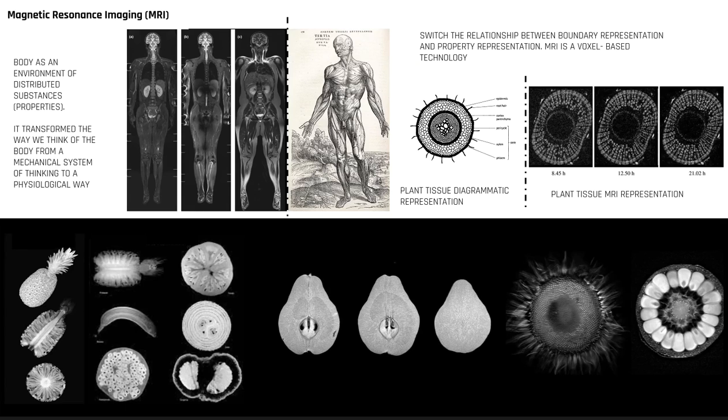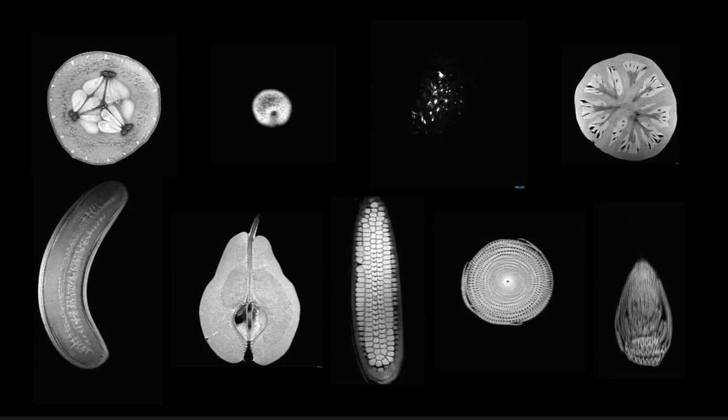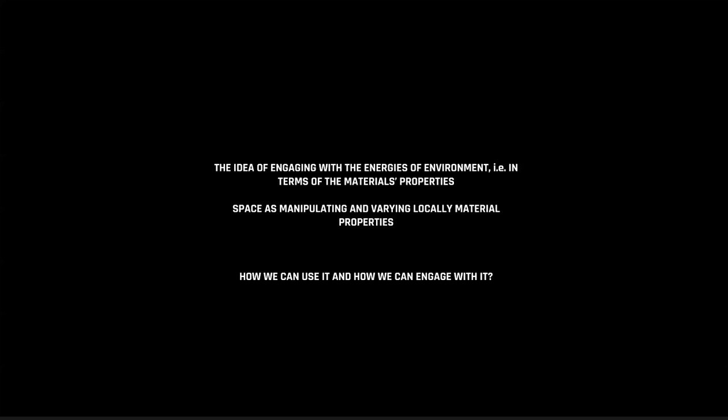These are some MRI representations also. And it also challenges the way that we understand boundaries and boundary representation, since MRI is a voxel-based technology. So there is no B-rep, there's no boundary representation. These are some MRI representations of fluids where we can see this difference in density and substances very clearly. So the main idea that we would like to emphasize is space as manipulating and varying locally material properties, and how we can engage with that.